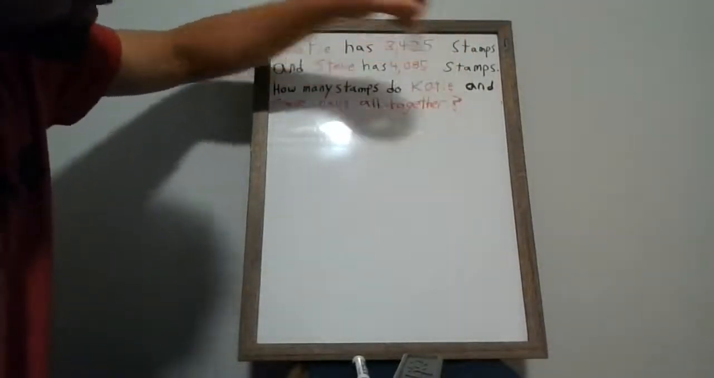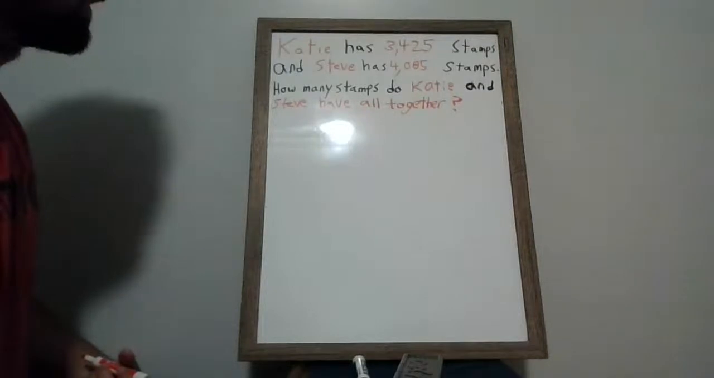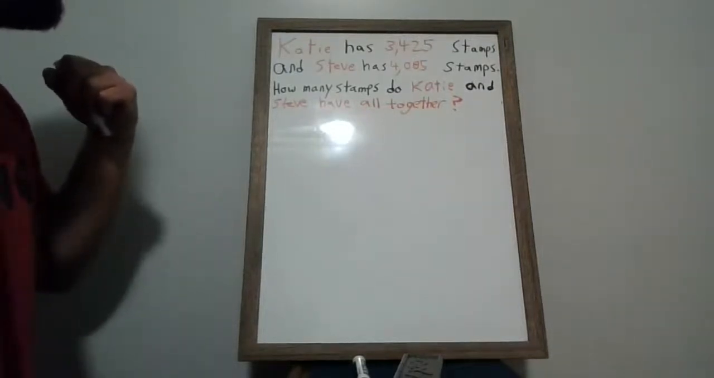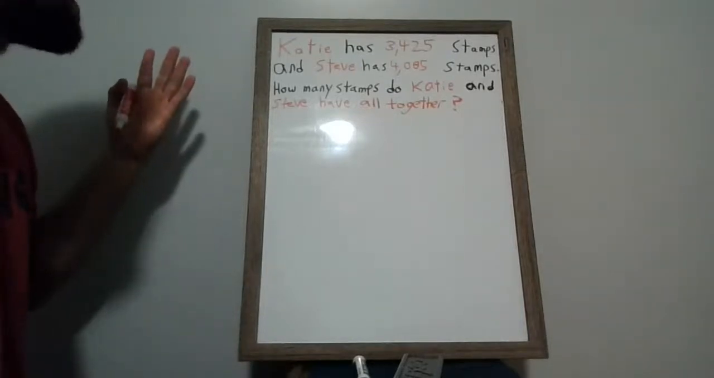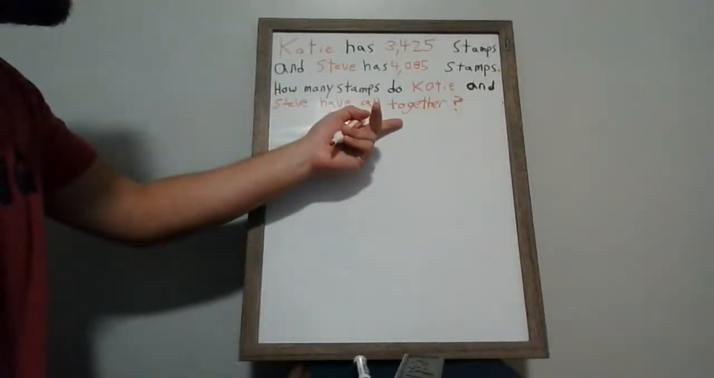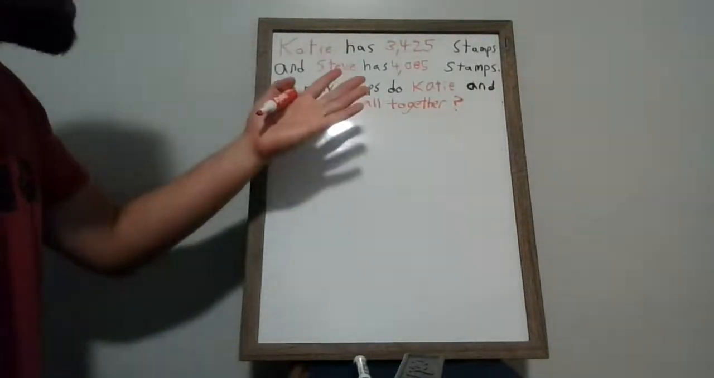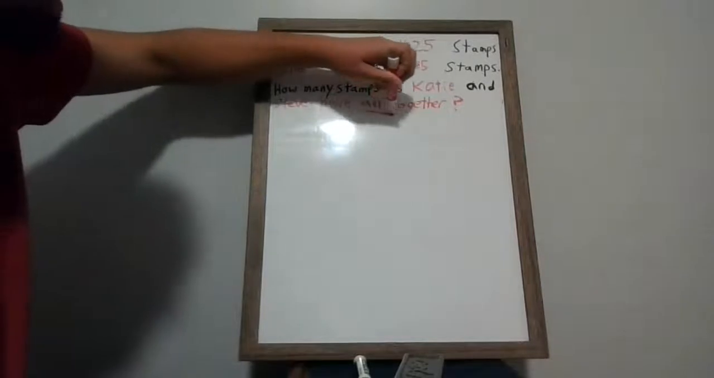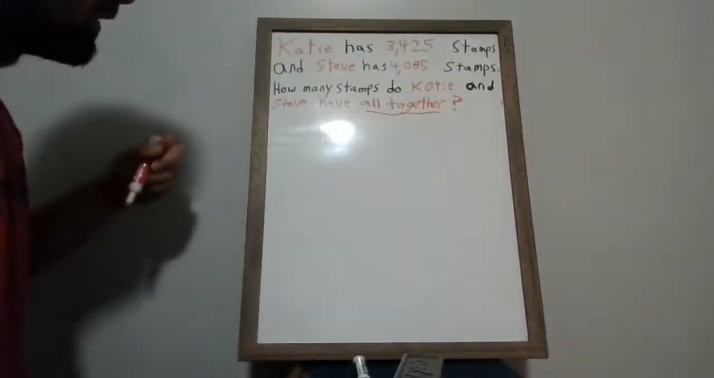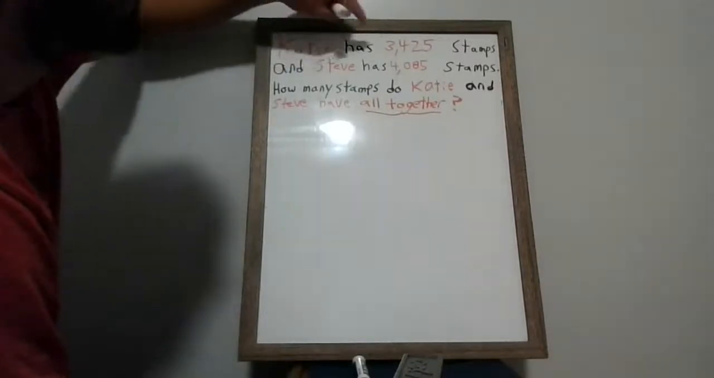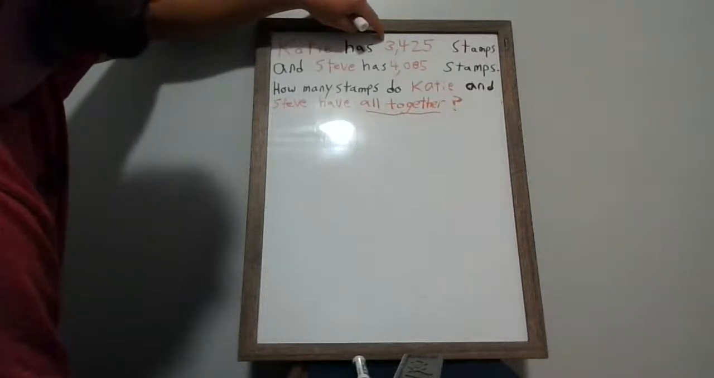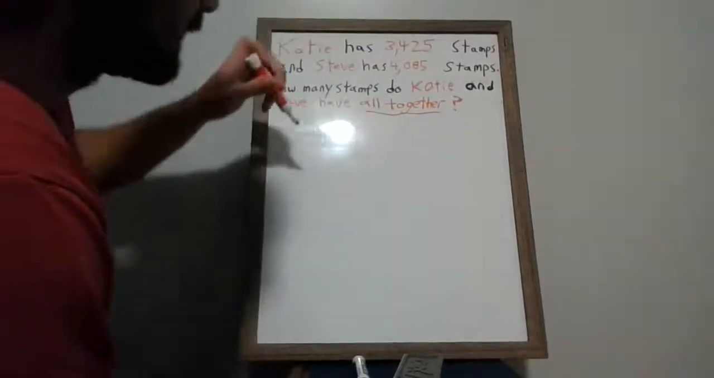Punctuation, you gotta put the question mark at the end of the sentence there. All right. So remember, when they ask how many of something do they have in all, or how many of something they have altogether, if you're looking for how much they have altogether and all, that means that we're adding. Key vocabulary right here for addition. So we are adding in this problem. What are we adding? We got to look at the two numbers that are in the problem. We are adding 3,425 stamps and 4,085 stamps.